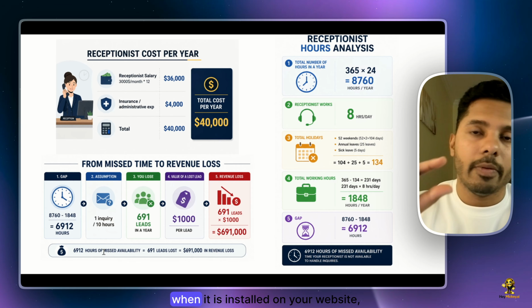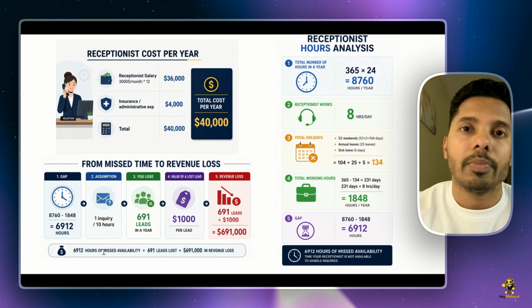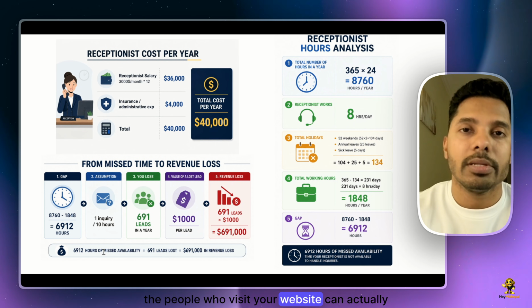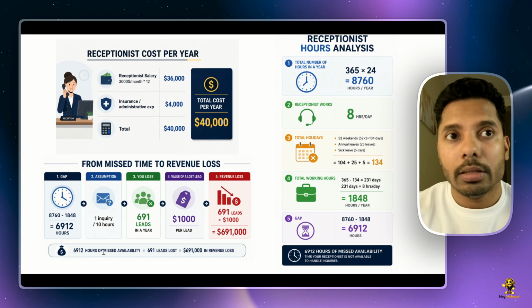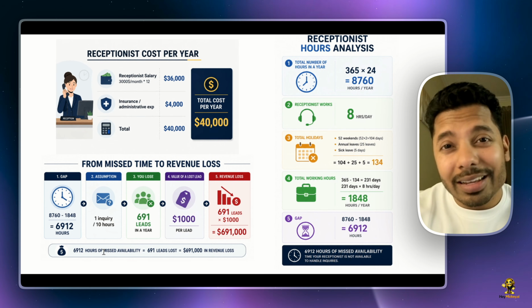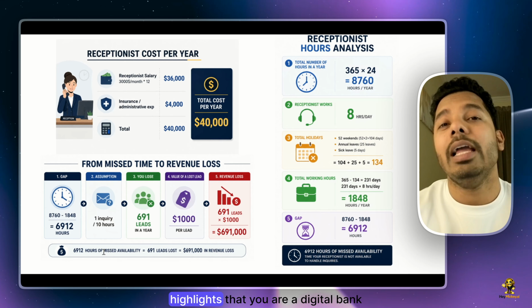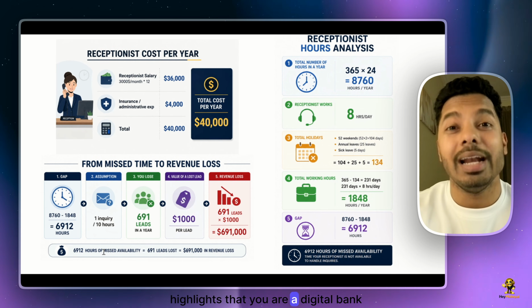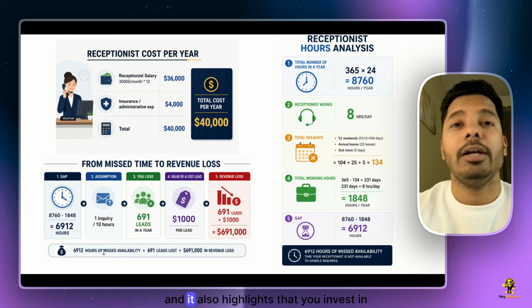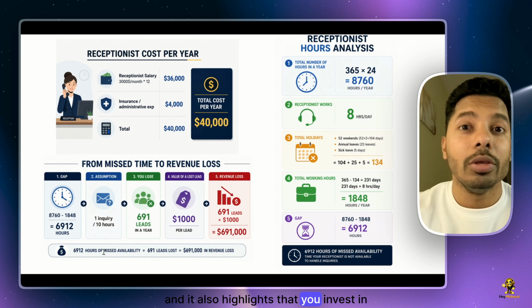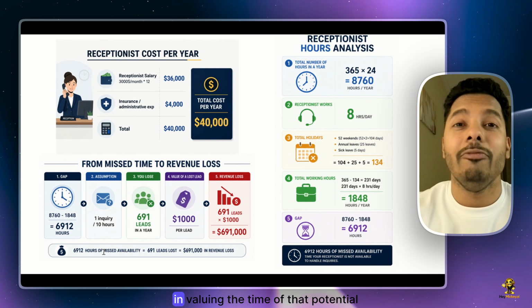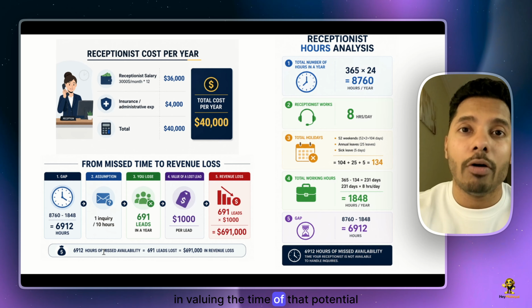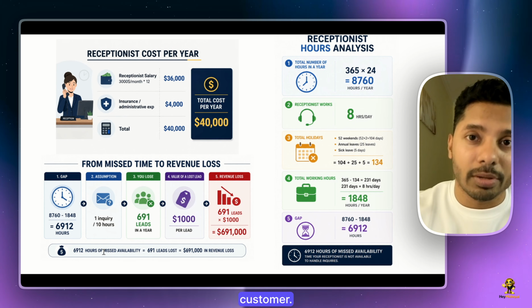And when that code is installed on your website, the people who visit your website can actually talk to your website. So a talking website itself highlights that you are a digital bank, and it also highlights that you invest in technology and you invest in valuing the time of that potential customer, right?